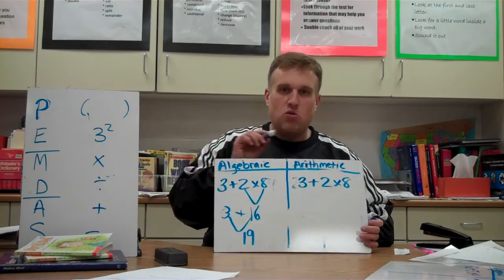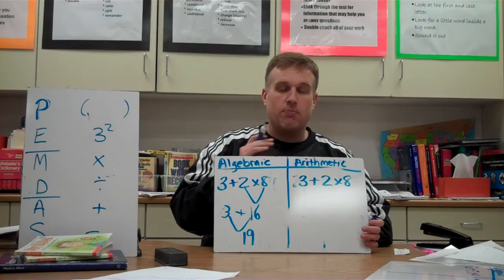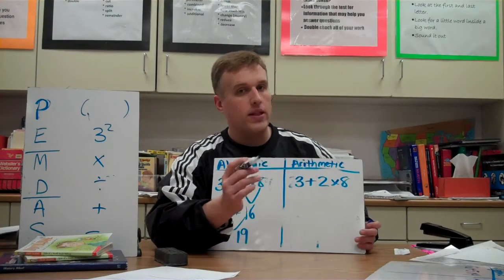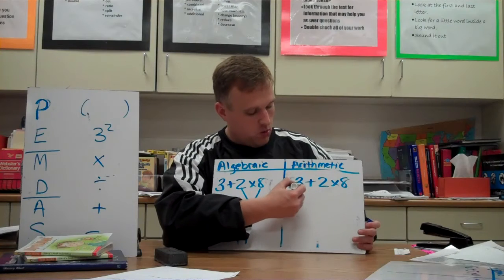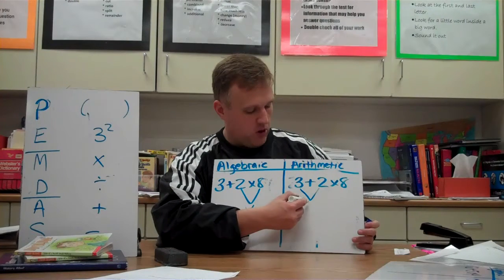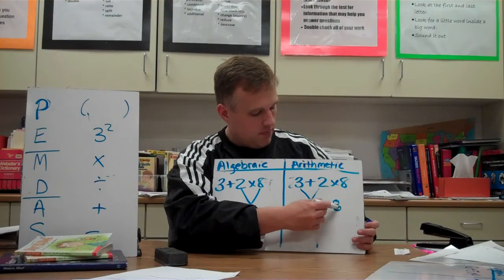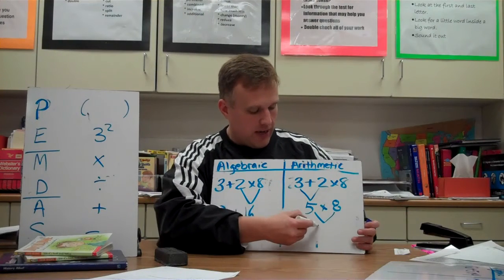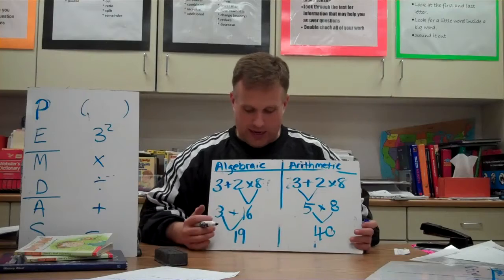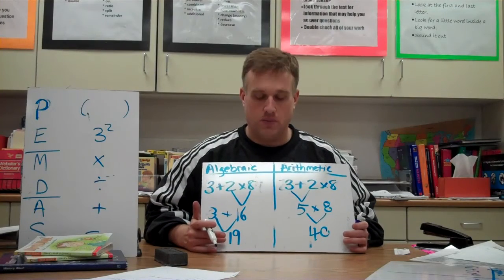Now, let's do it the arithmetic way. And again, that's solving the problem going left to right no matter what the operation is. So, we'll do 3 plus 2 first, which is 5. Rewrite our problem. And then we do 5 times 8, which is 40. Okay, so we get two totally different answers here.